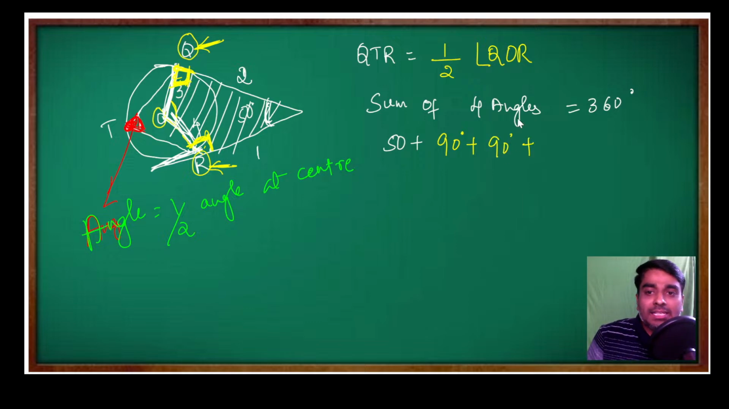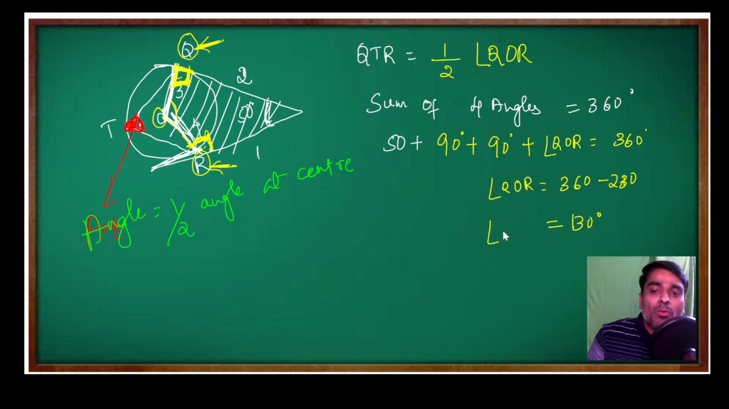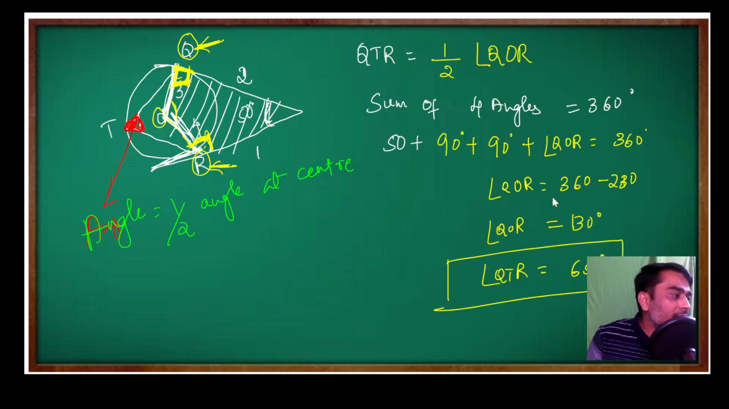Then the remaining angle is QOR, the center angle, equal to 360 minus. Just add this: 180, 230. QOR is equal to 360 minus 230, which is 130. Now we don't want only QOR, we want QTR. So half of 130 is 65 degrees, the right answer. Correct, Nisarga?